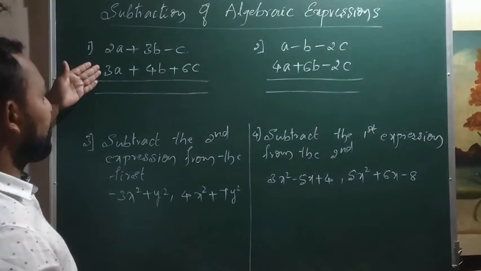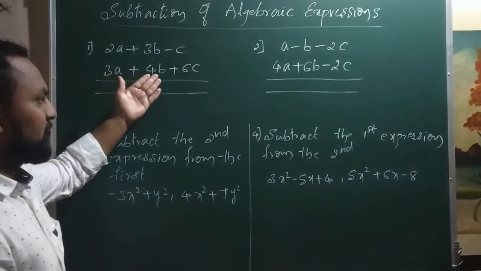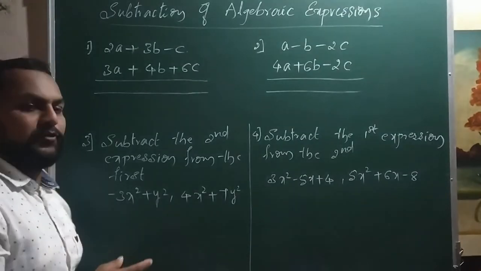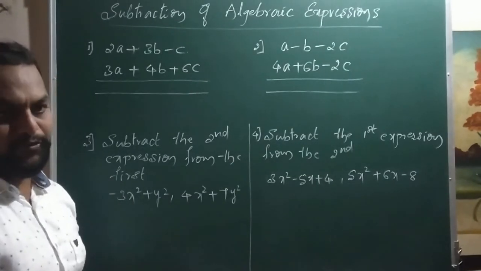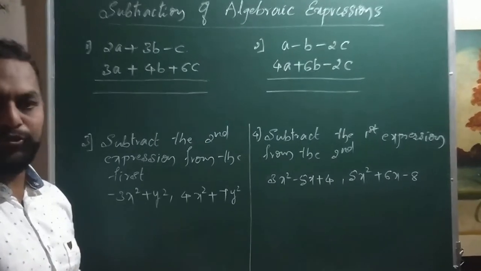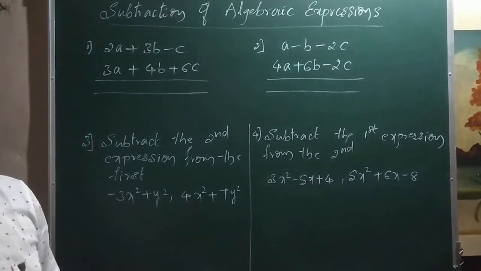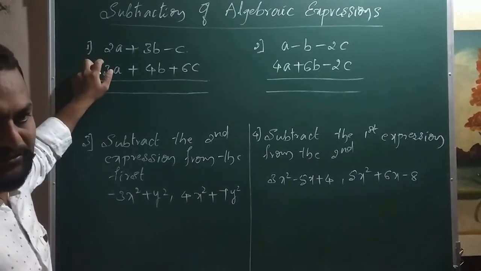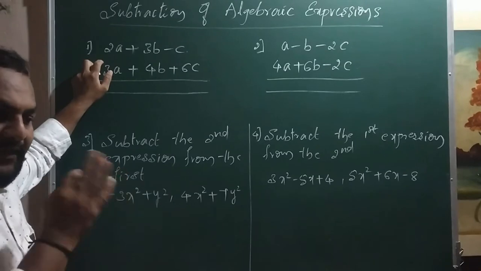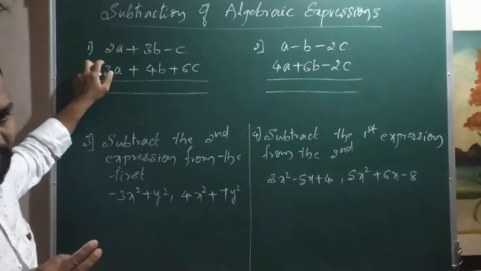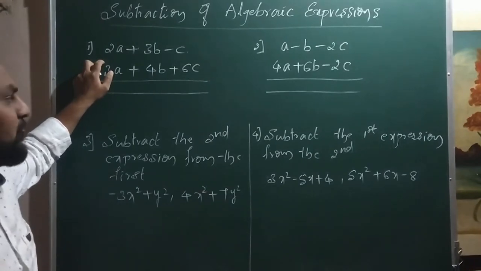Here, write the additive inverse of 3a plus 4b minus 6c. The additive inverse means the negative: positive changes into negative, and negative changes into positive. Here, just change the sign of the expression. In addition, we do not change the sign of the expressions; in subtraction we have to change the sign.